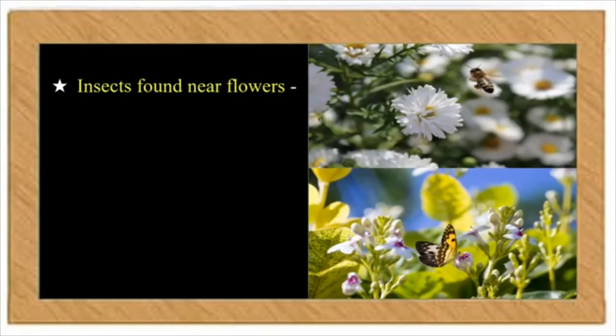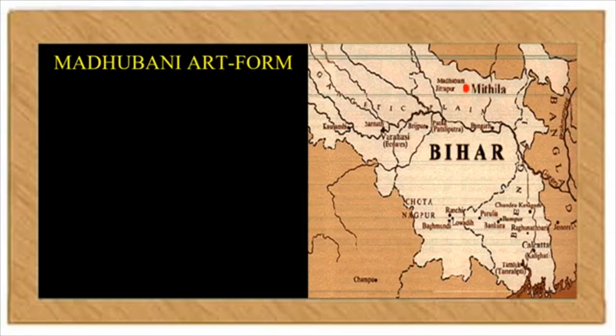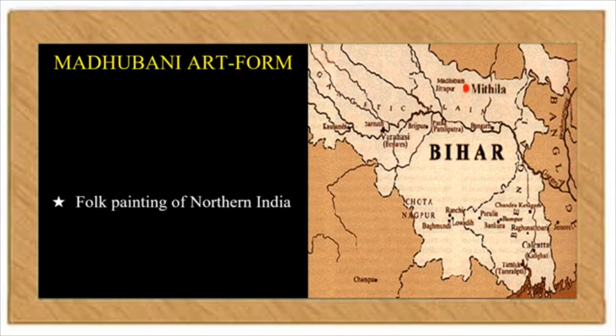If you all can recall from the previous lesson, Anita and the Honeybees, the insects found around flowers include honeybees, butterflies, ladybirds, etc. In ancient times, colors from the flowers were used in various art forms. One such famous art form is the Madhubani folk art of North India, which originated in Mithila in the state of Bihar around 2500 years ago.